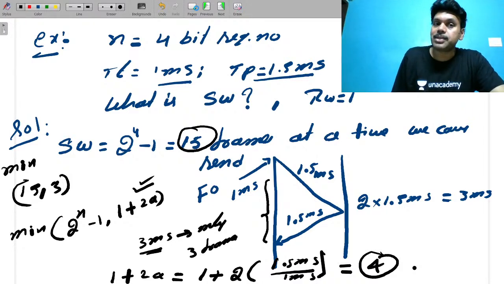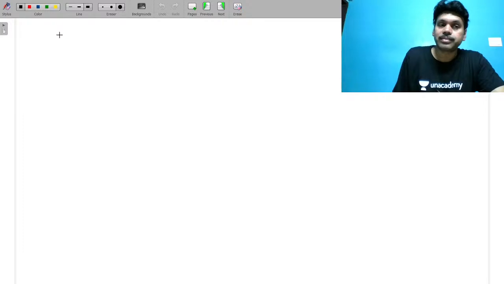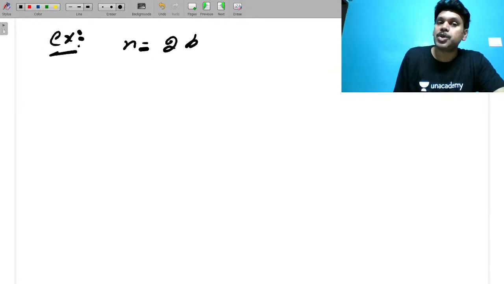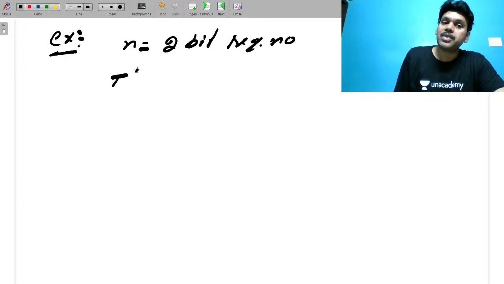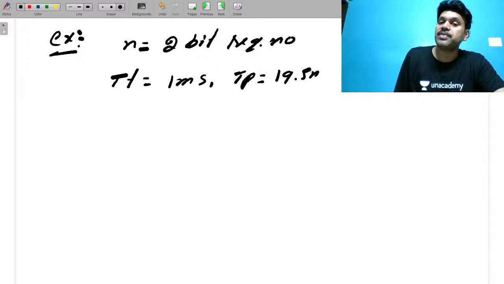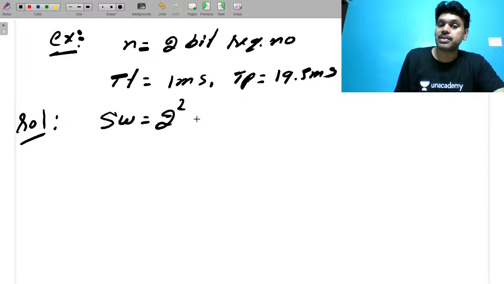This example: n is equal to a 2-bit sequence number, TT is equal to 1 ms and TP is equal to 19.5 ms. So your solution is, you decide your sender window size is this or this.